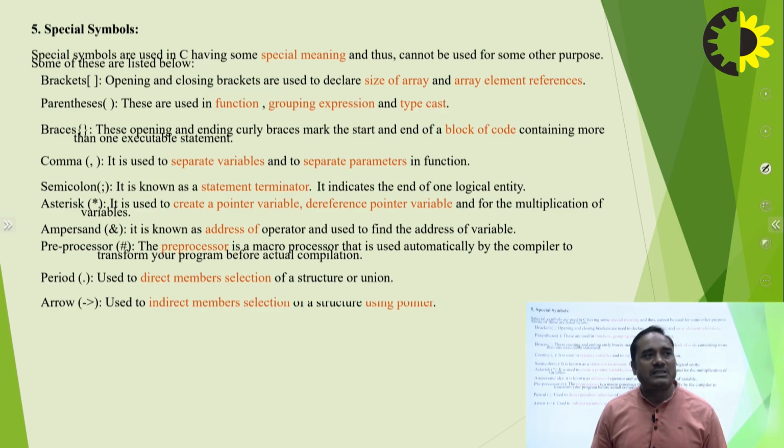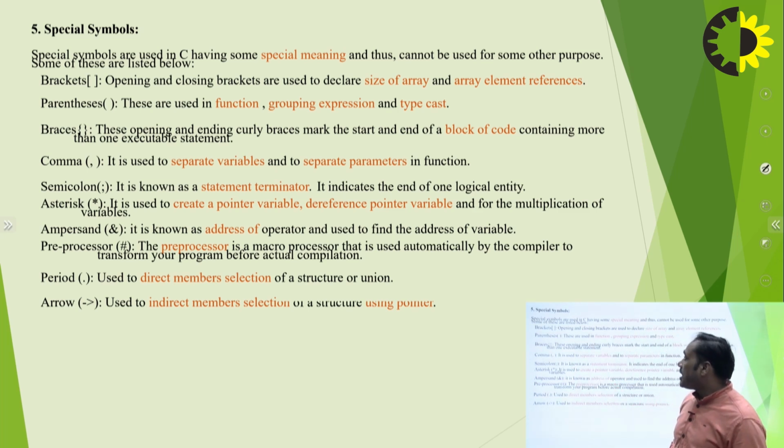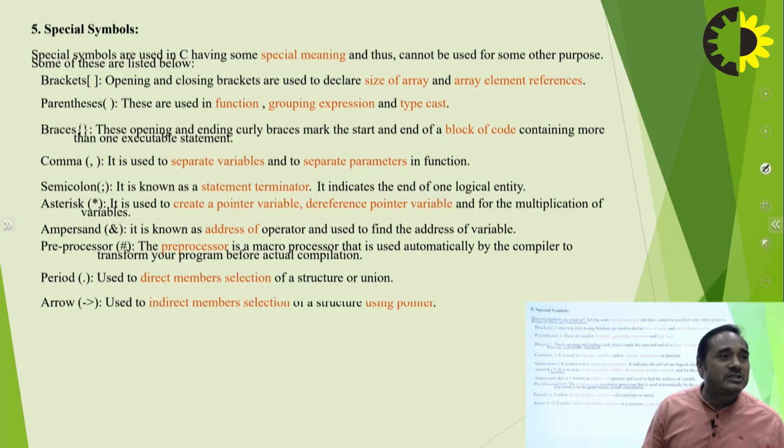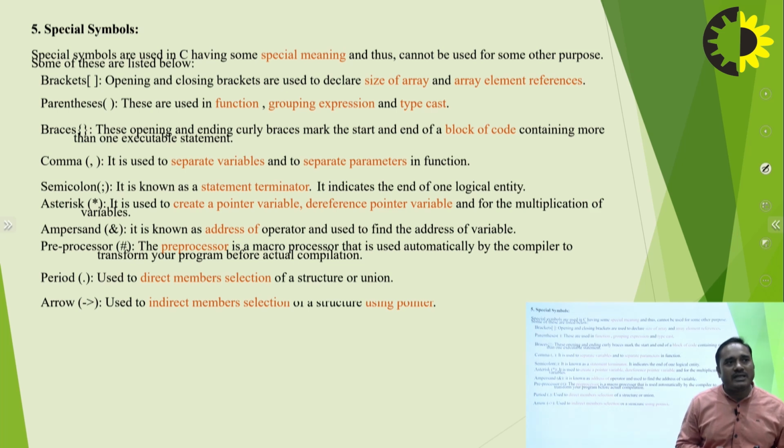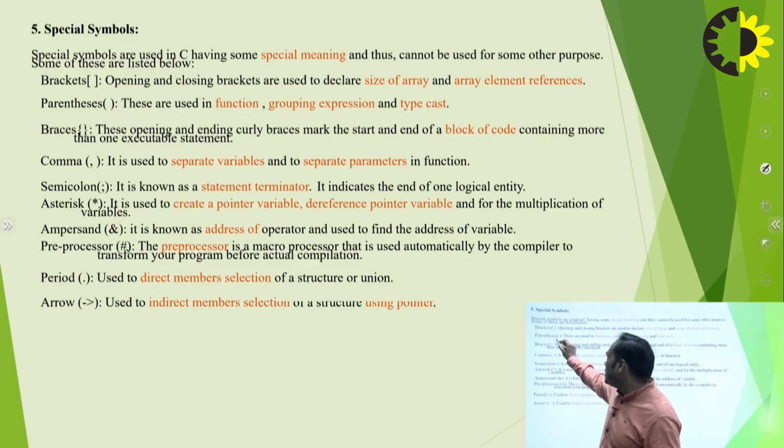And some special symbols we use in the C language, that is, the brackets. Which type of brackets are you using? Brackets and symbols are used in the C language with some special meaning, and thus cannot be used for other purposes, because every bracket or symbol has a different significance. Opening and closing brackets are used to declare the size of an array and for array element references. If you are using big (square) brackets, they are used for representing an array. If you are using small brackets, these show the function, because they are used for function, grouping, execution and typecast. So this is the small brace, this is the big brace.